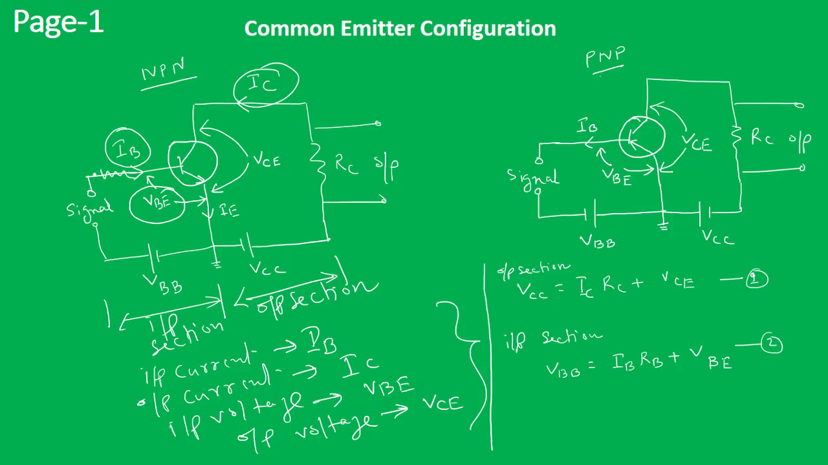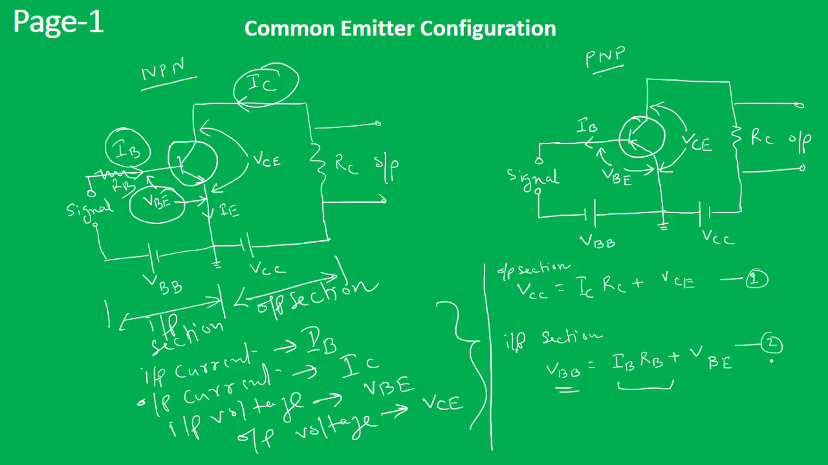So now if we consider the input section and output section, and if we put a resistor over here, say we may call it RB. So in that case, in input section we can say that VBB is equal to IB RB. So we have to put one resistance here. So IB RB, this drop, plus VBE.